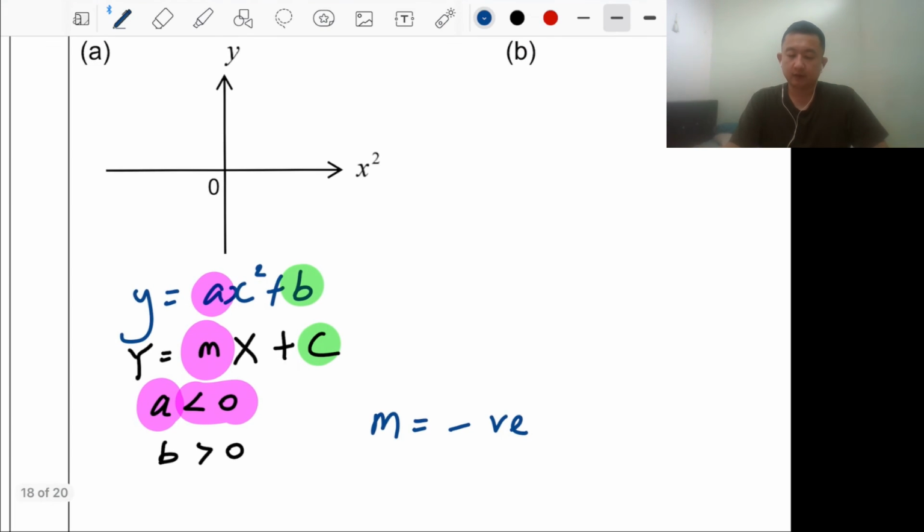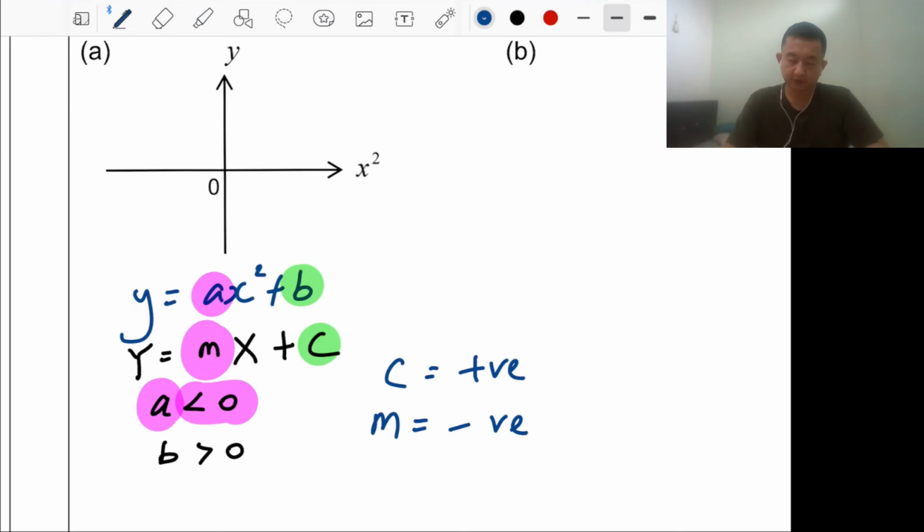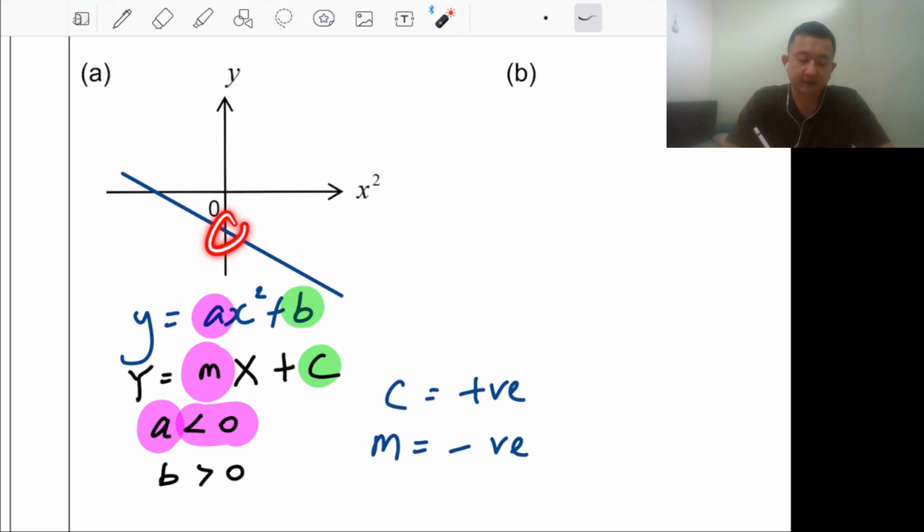then this should be a straight line inclining to the right. Because if it's a positive gradient, this is how you draw your straight line. If it's a negative gradient, it inclines to the right. And the b is actually your y-intercept. Your y-intercept is positive, it makes a difference. It should be something like this, the straight line, because the y-intercept is positive. If you draw like this, your y-intercept is negative, then it's not right. It should be positive for the y-intercept.